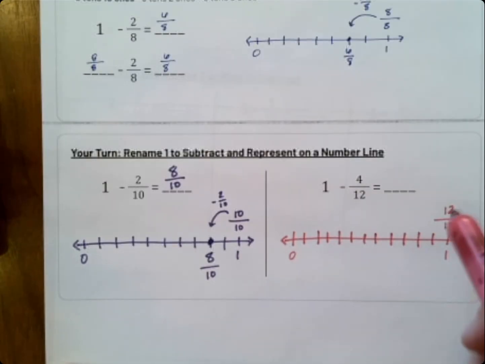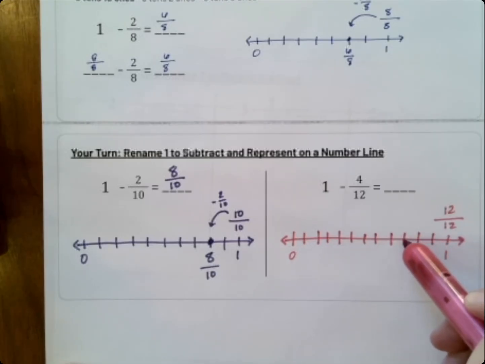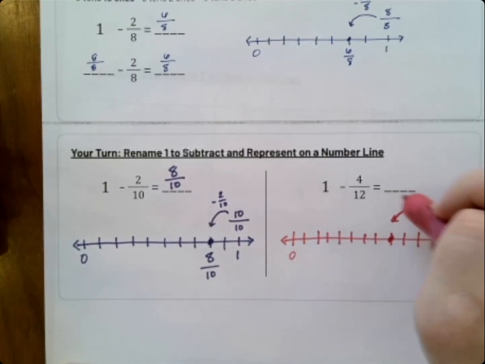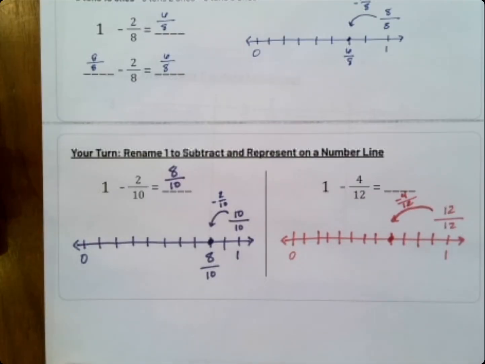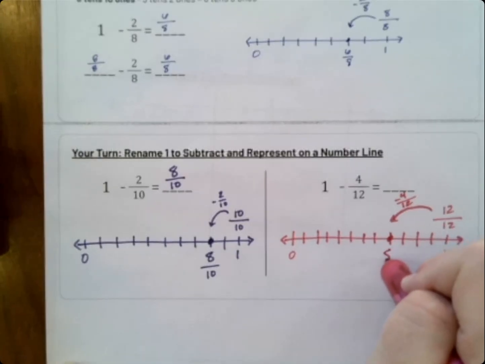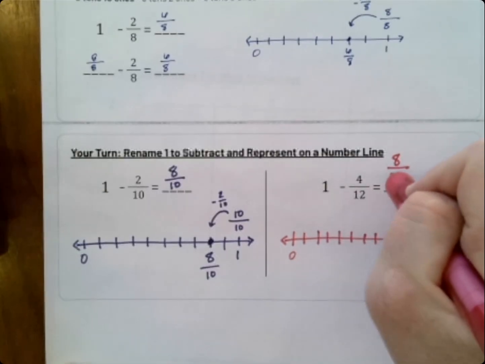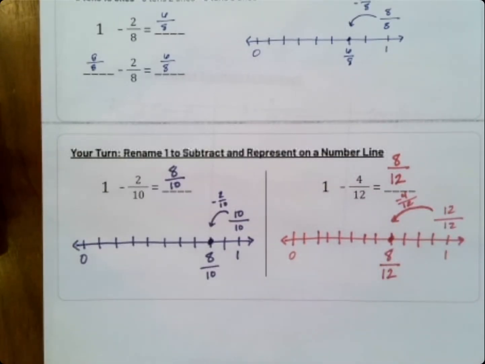So 12/12 minus 4/12. So I'm moving back 4 units. 1, 2, 3, 4. I'm not subtracting 4, I'm subtracting 4/12. And so my result will be 8/12. Hopefully that is also what you got. Okay.